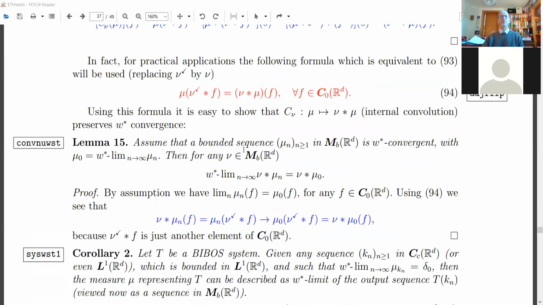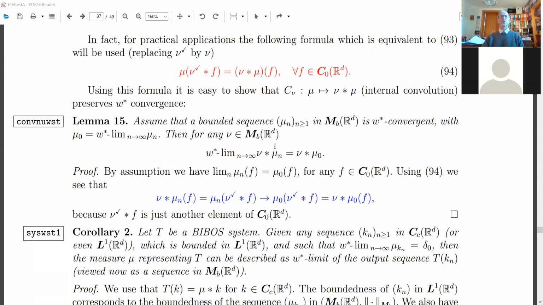So what is my claim? Based on this observation, I would say from the abstract point of view, this is just a combination of the two observations that we have. We have identified the adjoint operators, and we know that adjoint operators are good. They preserve weak star convergence. But you can do it now directly.